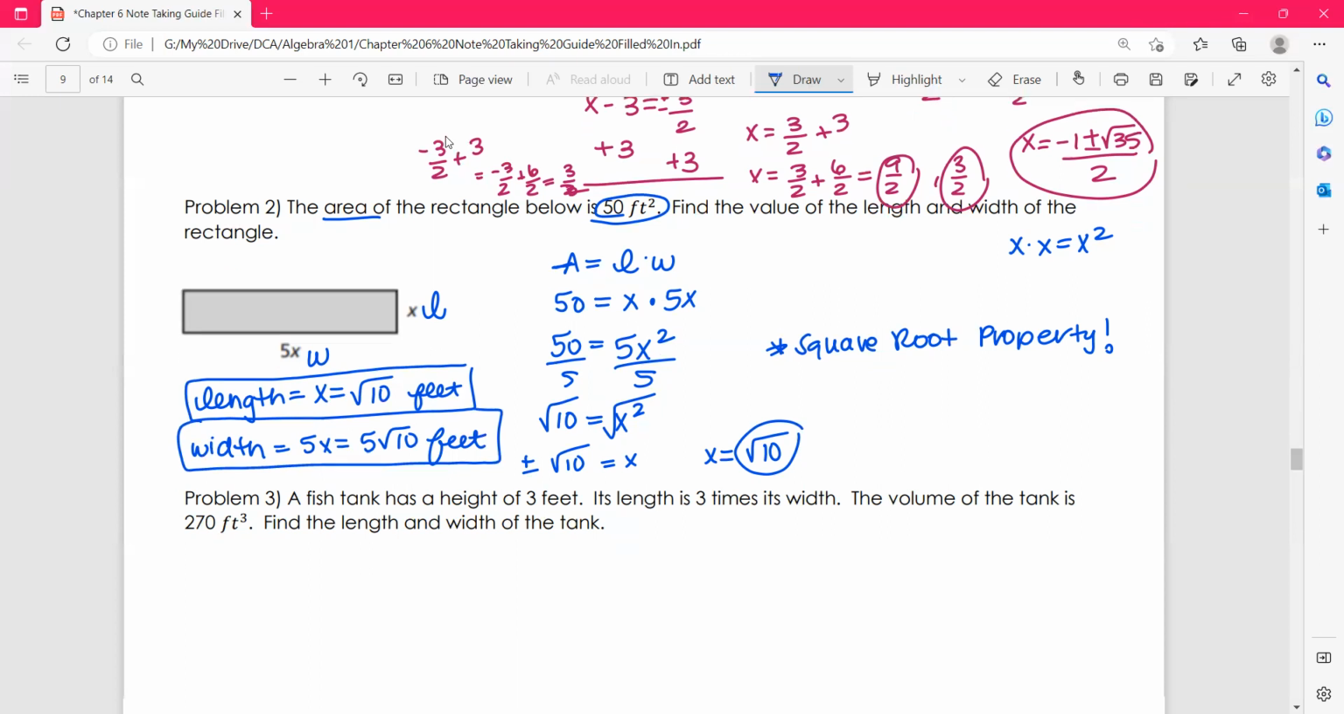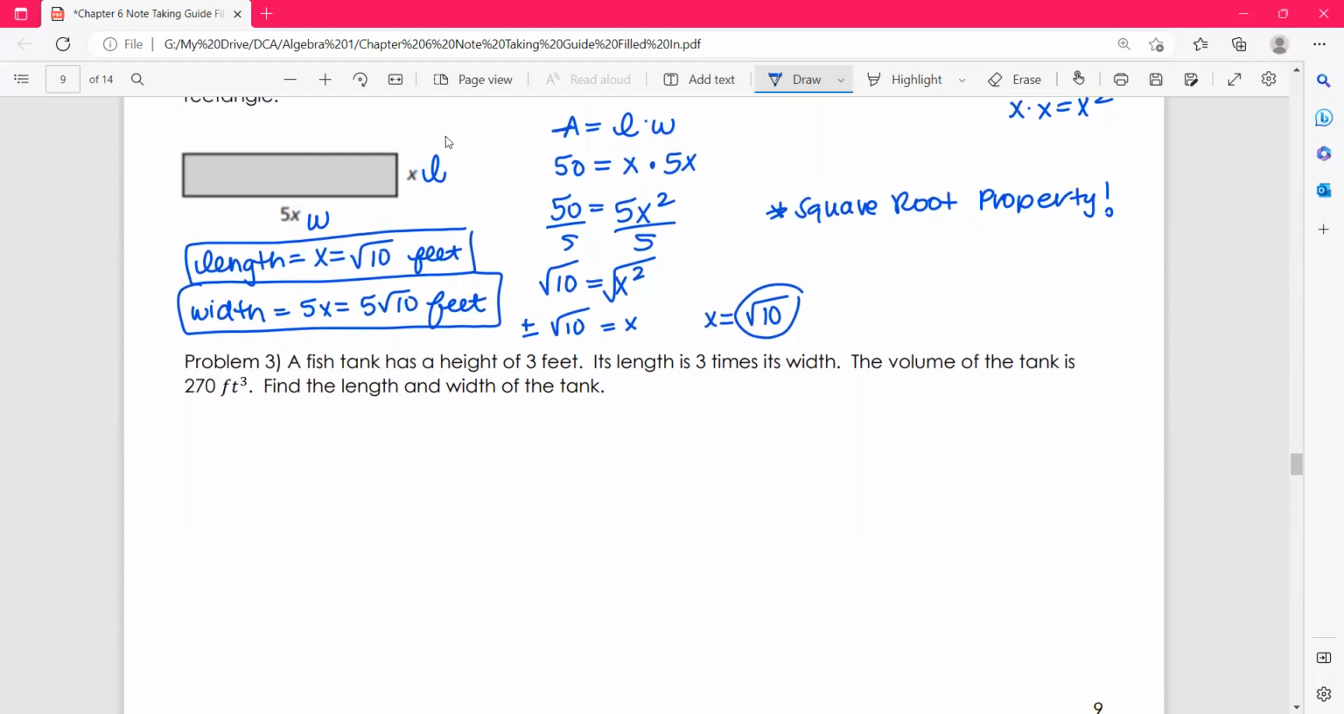So let's check out our next one here, guys. We've got a fish tank has a height of 3 feet. Its length is 3 times its width. The volume of the tank is 270. Find the length and the width of the tank. So if it helps you to draw a picture, we can draw a picture of a fish tank. And we are talking about volume. Okay, so let's talk about volume. The equation for volume of a rectangular prism is length times width times height.